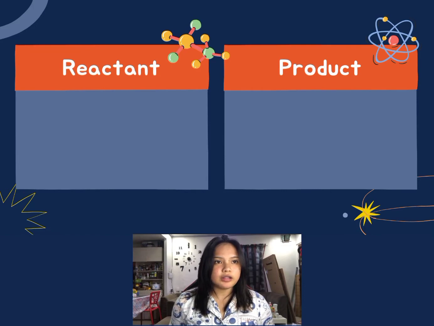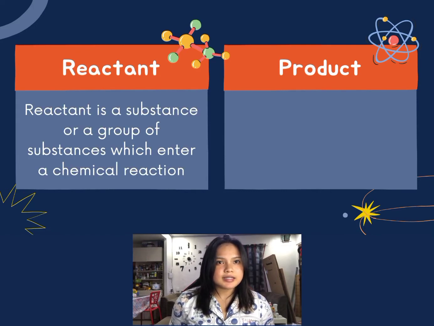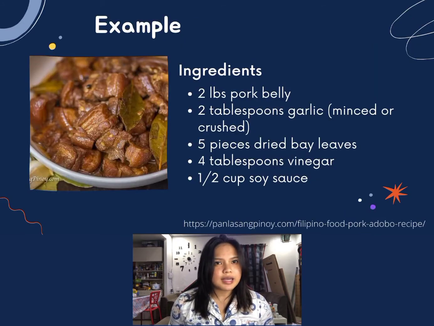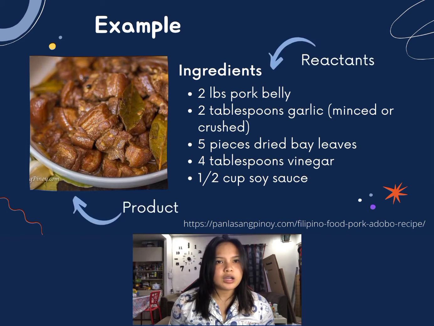Andrea, do you want to add any information? Yes, a chemical reaction has two parts, the reactant and the product. Reactant is a substance or a group of substances which enter a chemical reaction. Meanwhile, product is a substance or a group of substances that are produced in a chemical reaction. For example, in cooking pork adobo, the ingredients are the reactant and the pork adobo itself is the product. But the difference is that in cooking, there are many ingredients but only one product.